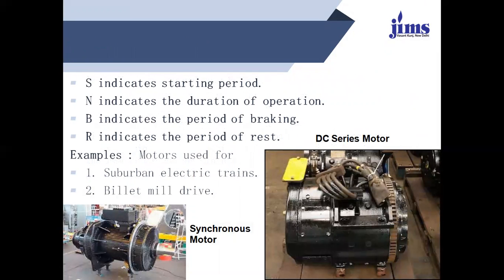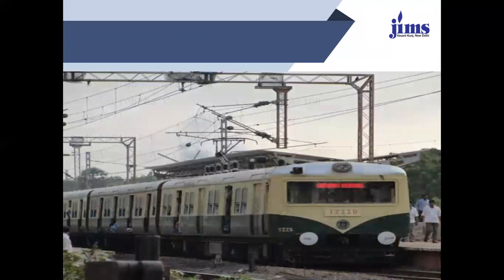S indicates the starting period, N indicates the duration of operation, B indicates the period of braking, R indicates the period of rest. Examples of this type of machine are suburban electric trains or direct mill drive, and the figure is indicated here. It can be a DC series motor or a synchronous motor. The local trains of Mumbai also utilize this type of intermittent machine.